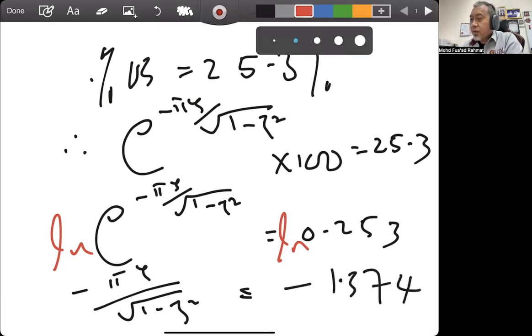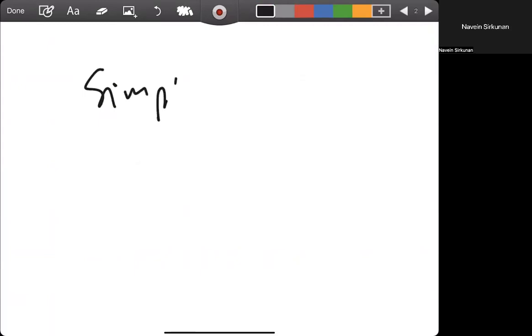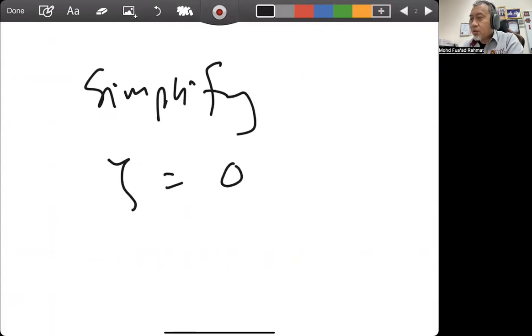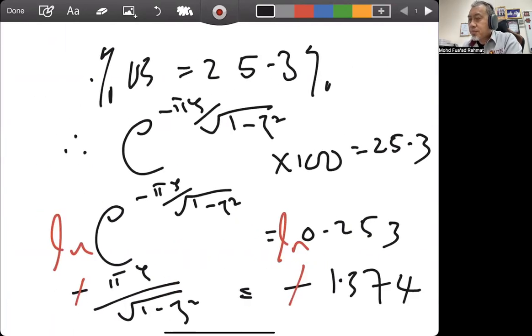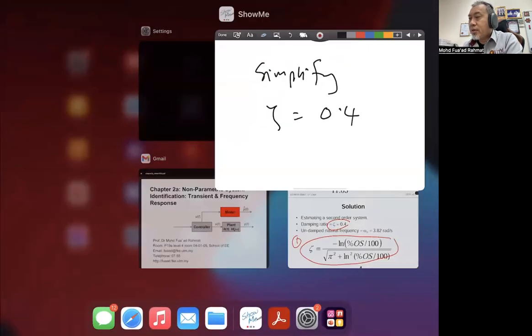Okay, so negative can be cancelled, and then you simplify. So zeta is about 0.4. You simplify this one, carry on, and then you will get the value is 0.4.